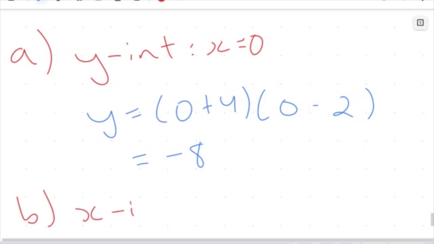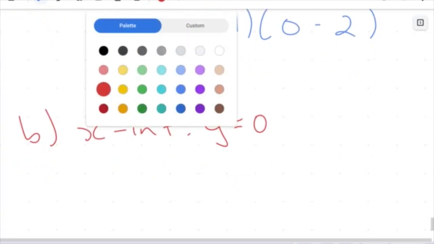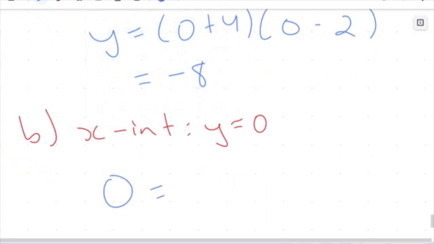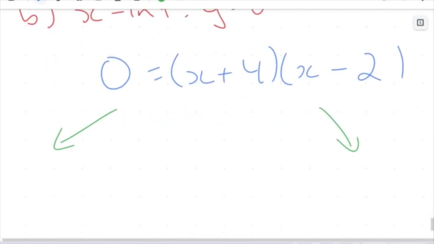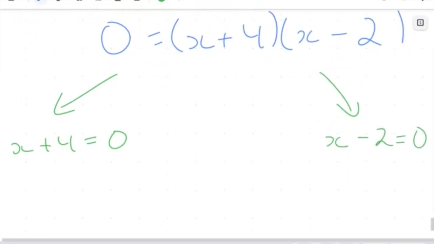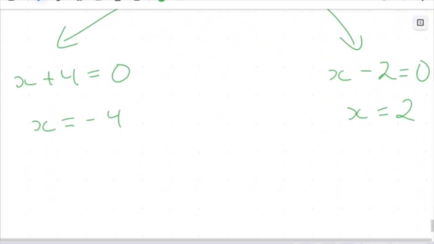Now for my x-intercept, we want to let y equal 0. So I'm going to have 0 equals x plus 4, x minus 2. And I want to use my null factor law. I'm going to go through this quicker because we've done plenty of examples on this in the past. So I want cases where x plus 4 equals 0, and the value of x that makes x minus 2 equals 0. Solving the first, I get x equals minus 4. Solving the second, I get that x equals 2. So now I have my x-intercepts.